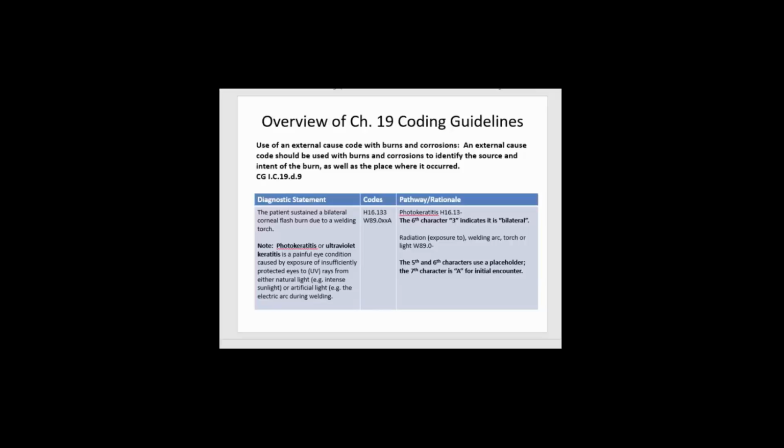So we have to recognize what the doctor has said, understand how that is described in the ICD-10 book, and then go to the ICD-10 book with what we know to be the way the code book recognizes it and look for that code. So if you're reading a chart and it says the patient sustained a bilateral corneal flash burn, you're going to remember a corneal flash burn is photokeratitis. Snow blindness is another photokeratitis diagnosis. Photokeratitis takes us to H16.13 and the 3 as our sixth character. Says it's bilateral.